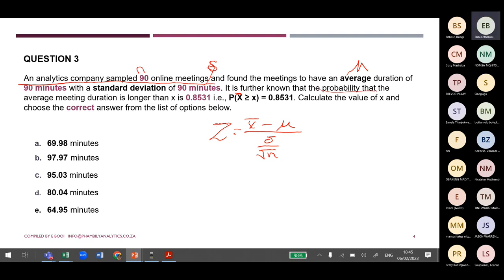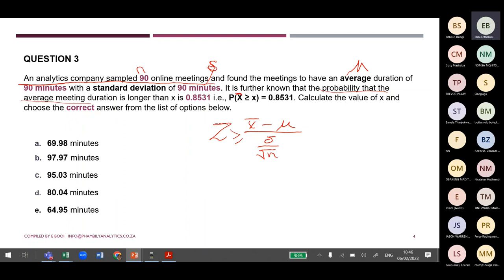If you look at that, the probability that the average meeting, which is your sampled mean, is longer than, which will then be your probability test. But that does not stop us from solving the problem that we have now.